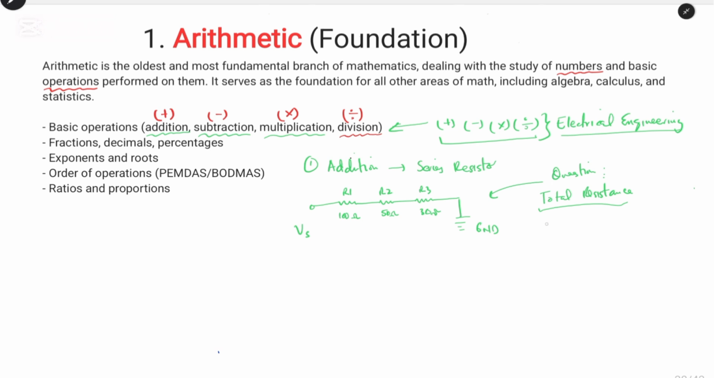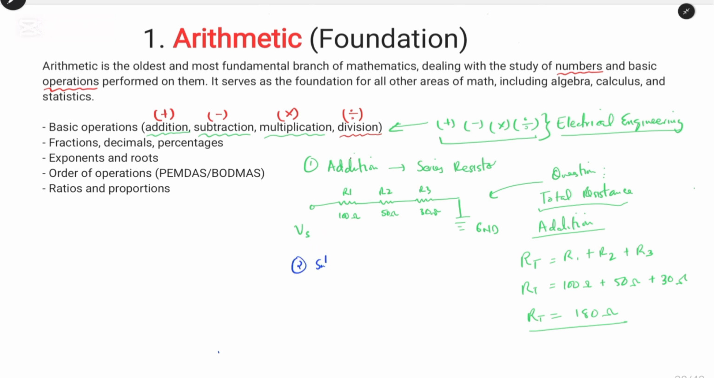Therefore, we use arithmetic, which is the addition. We can say R total is equal to R1 plus R2 plus R3. If many resistors are connected in series, we normally add. So the R total will be equal to 100 ohms plus 50 ohms plus 30 ohms, which gives 180 ohms, which is the total resistance in this particular electric circuit.